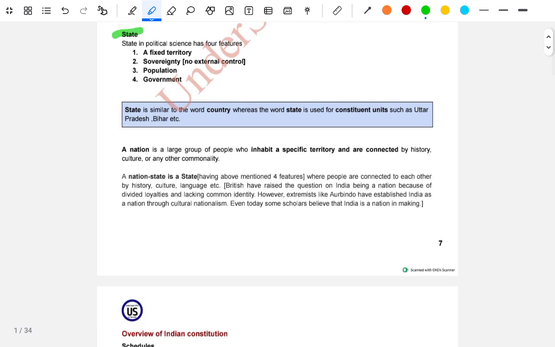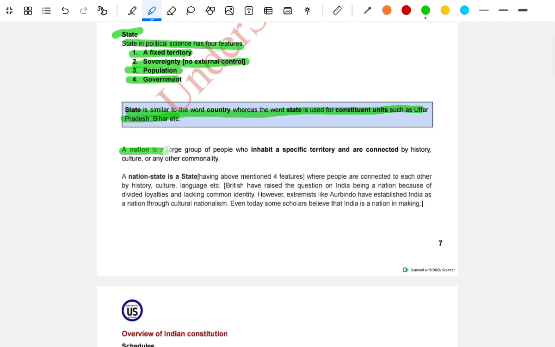A state. A state in political science has four features. First, a fixed territory. Second, sovereignty, meaning no external control. Third, population. Fourth, government. A state is similar to the word country, whereas the word state is also used for a constituent unit such as Uttar Pradesh, Bihar, etc.